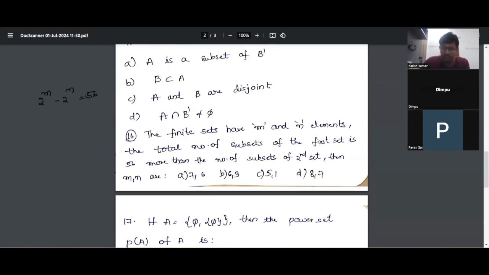So what you can do, you can simply substitute the options here, right? Let's try to substitute. First you substitute 2 power 7. 2 power 7 is 128 minus 2 power 6 is 64, right? So what is this? 128 minus 64 is 64, right? So this is not true. Next 2 power 6, 2 power 3. 2 power 6 is 64 minus 2 power 3 is 8. So this is 56. So option B is the right answer.